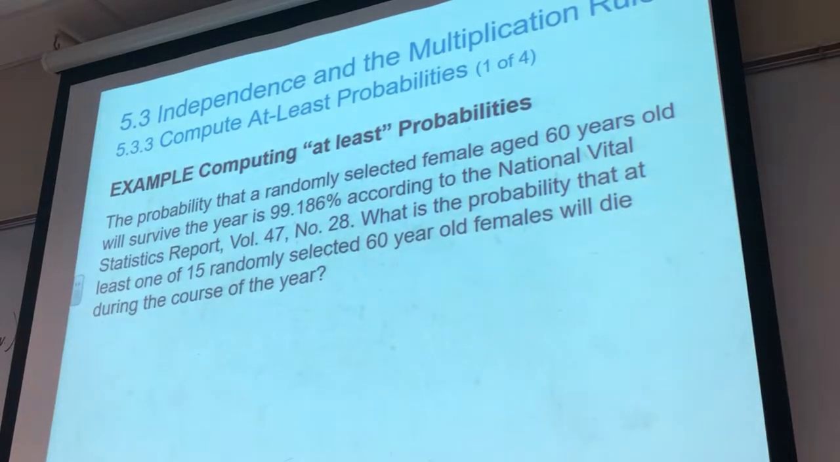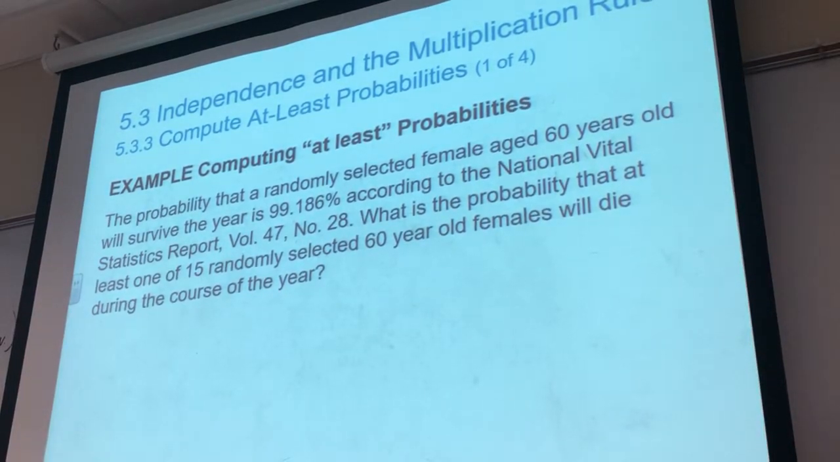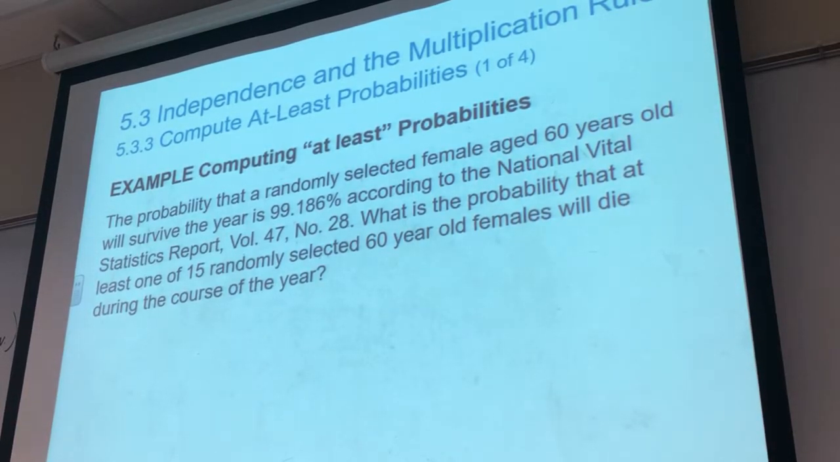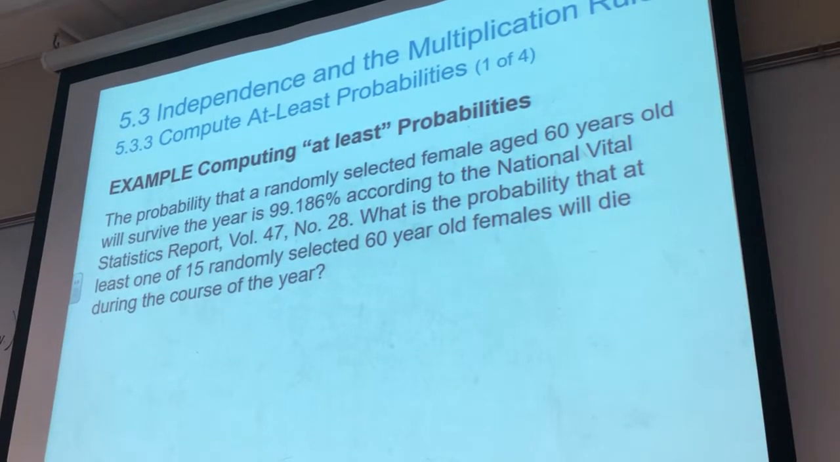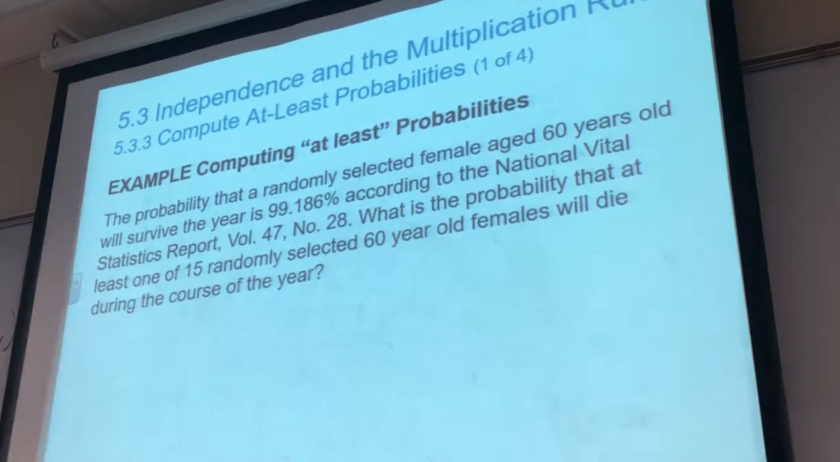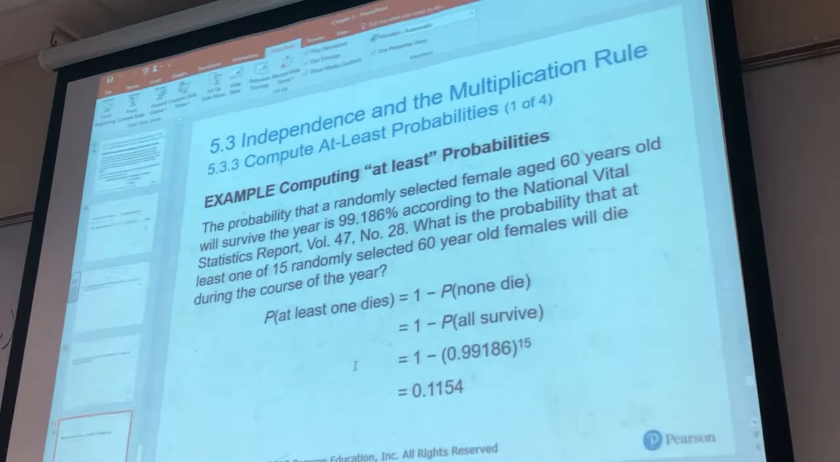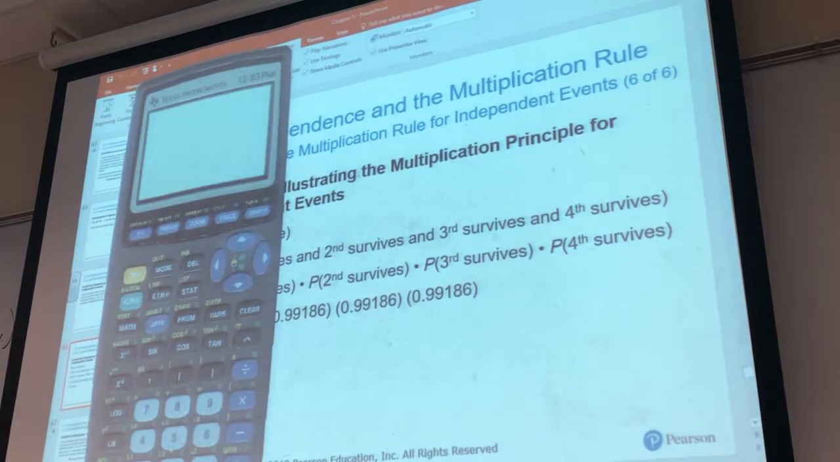Third, fourth, all the way up to 15 survive. So here with this one, we're looking at the probability that all 15 survive. It's just going to be the probability that a given one is going to survive raised to the power of 15. It's just going to be kind of small, I think. So we get 0.8846.